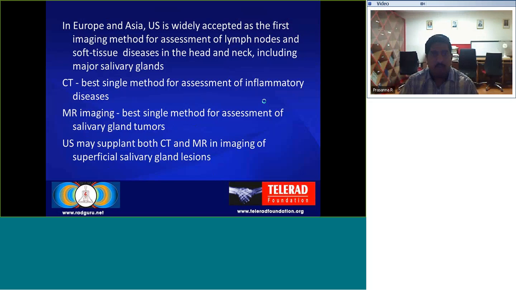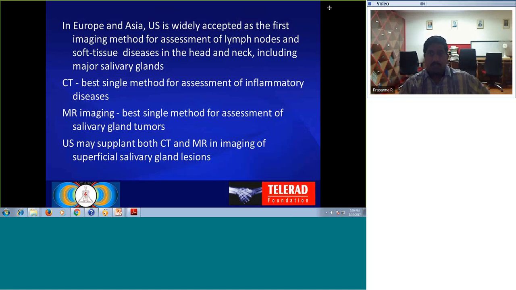So to start with, why ultrasound? In Europe and Asia, ultrasound is widely accepted as the first imaging method of assessment of the lymph nodes or any other soft tissue structure in the head and neck, which includes the major salivary glands.